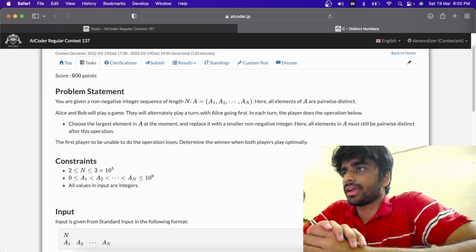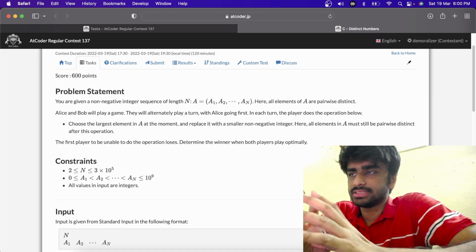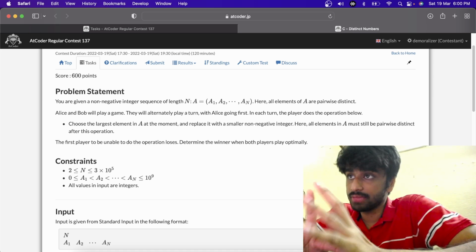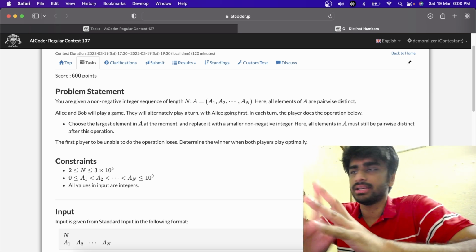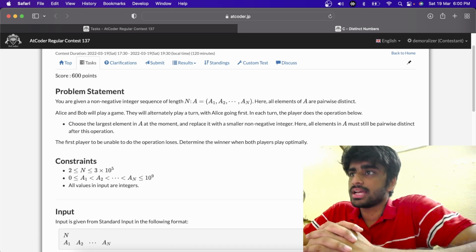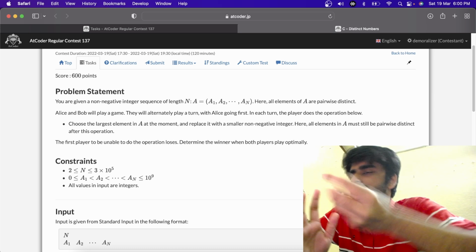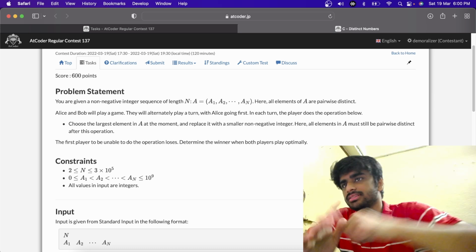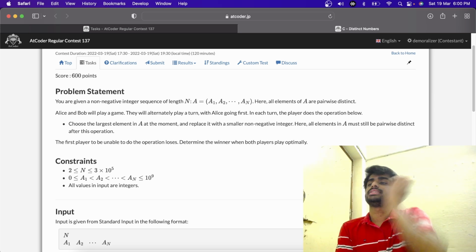But let's see. Okay, so we have a non-negative sequence of length n and all the elements are pairwise distinct. We will play a game on this. Alternately take turns, Alice goes first. Choose the largest element at the moment and replace it with a smaller non-negative integer. So choose the largest and decrease it by something, and it must still be pairwise distinct.